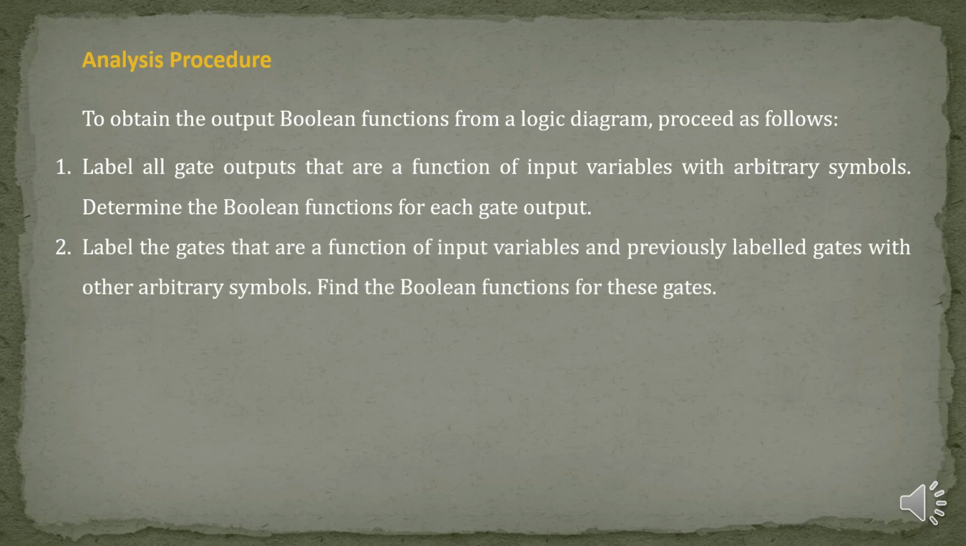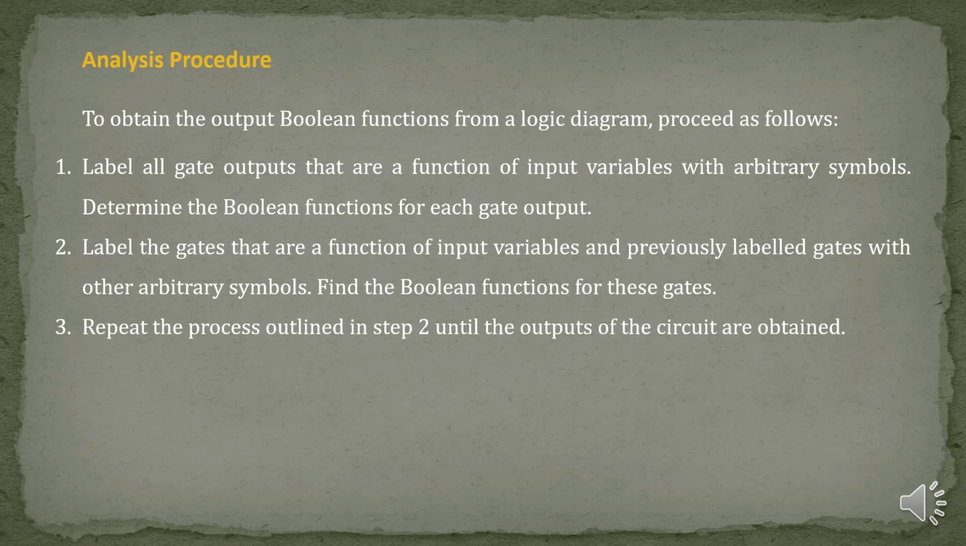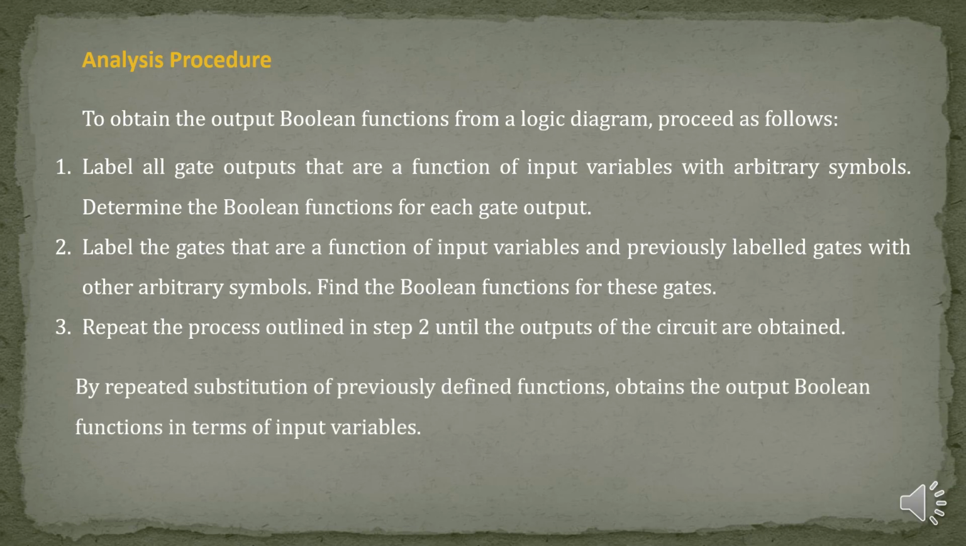Secondly, label the gates that are a function of input variables and previously labeled gates with other arbitrary symbols. Find the Boolean function for these gates. Repeat the process outlined in step 2 until the outputs of the circuit are obtained. By repeated substitution of previously defined functions, obtain the output Boolean functions in terms of input variables.